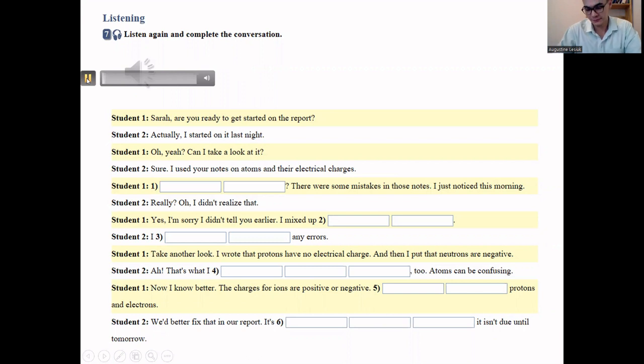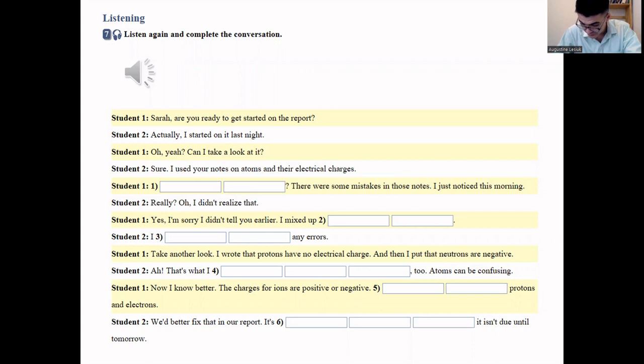Exercises 6 and 7, page 5. Sarah, are you ready to get started on the report? Actually, I started on it last night. Oh, yeah? Can I take a look at it? Sure. I used your notes on atoms and their electrical charges. You did? There were some mistakes in those notes. I just noticed this morning. Really? Oh, I didn't realize that. Yes, I'm sorry I didn't tell you earlier. I mixed up the variables.